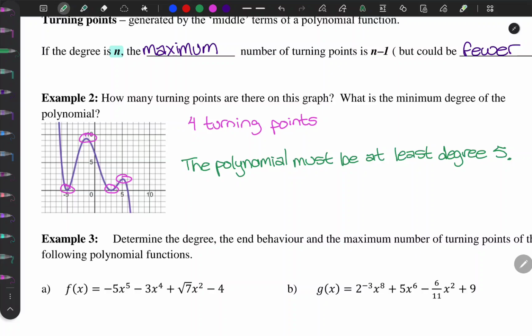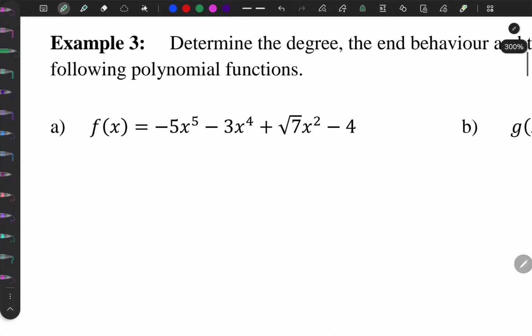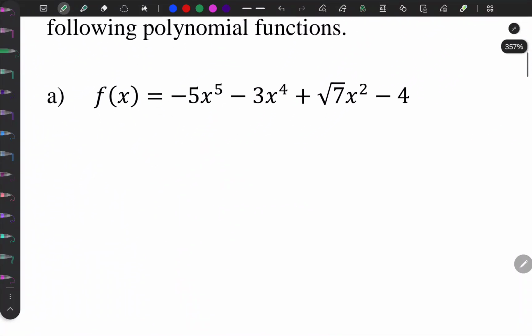All right, let's take a look at a couple examples of equations this time, and we'll decide the same thing for the function. We'll determine the degree. We'll also identify our end behavior, and then we'll decide the maximum number of turning points. So without graphing, we don't know the exact number, but we can determine what the maximum is based off the degree. Let's come in on example 1, and we start just by looking at our leading term, the one with the highest power. We have negative 5 x to the power of 5.